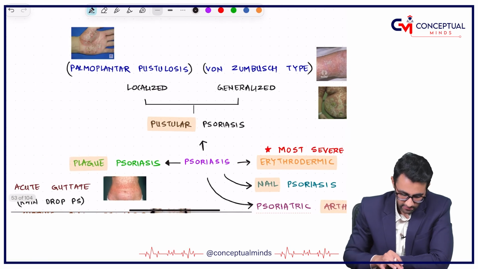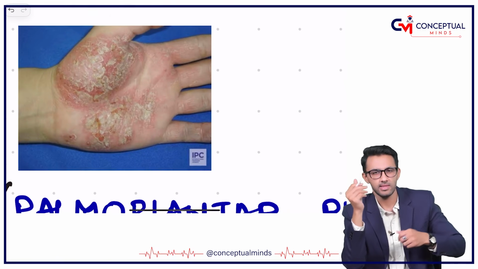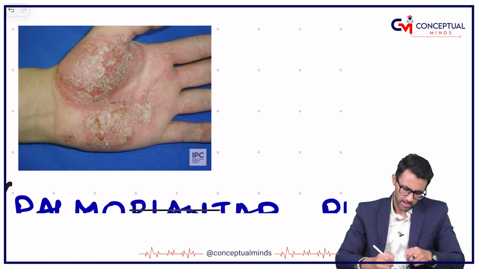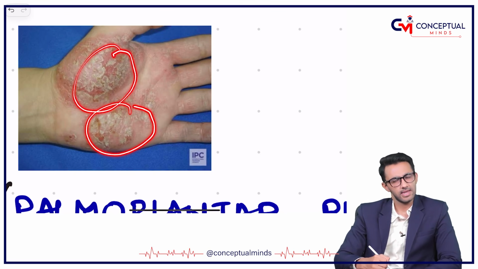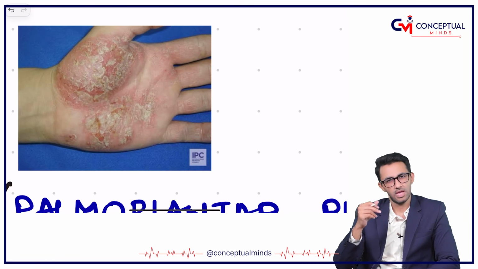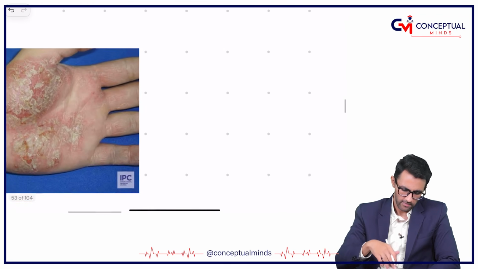Now let us go and see the images. What is this? Are the lesions on the trunk? No, the lesions are on the palm. If they are on the palm, we are going to say that this is the palmoplantar type, and this is a pustular type of psoriasis. We will discuss the nature of pus and everything in a while. Even the nature of pus we should know. This is a very important question here: is the pus sterile or not? We will be discussing that.